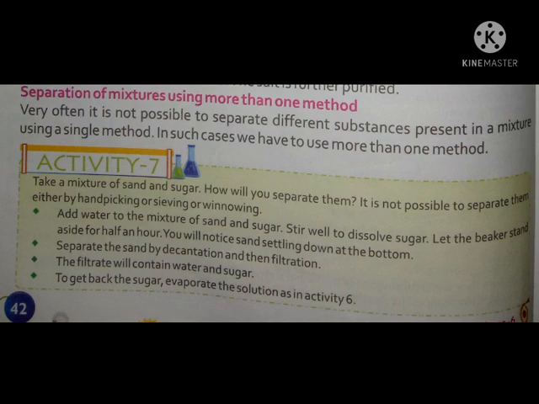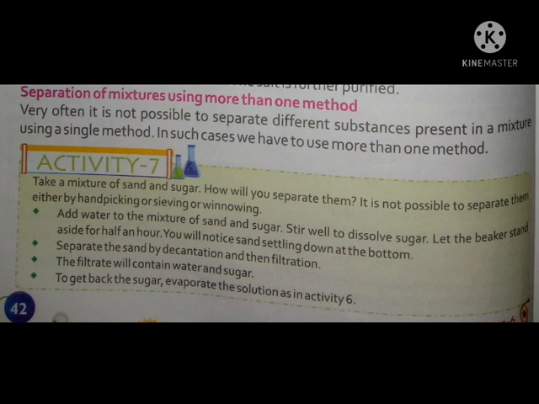The filtrate will contain water and sugar, because sugar dissolves in water. To get back the sugar, evaporate the solution as in activity 6. After evaporation, water converts into water vapor and sugar will be left in the beaker as residue.